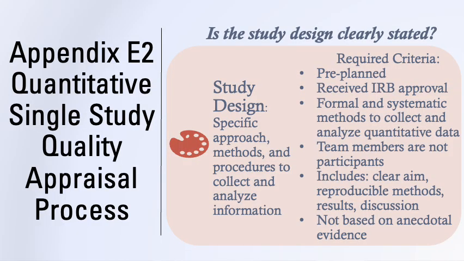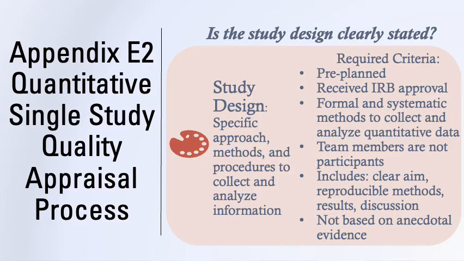The first quality appraisal question for the methods section of a quantitative study asks, is the study design clearly stated? The study design is the specific approach or methods and procedures that were used to collect and analyze information. A clearly stated study design should be explicit and formal and should meet the following criteria. It should be planned prior to the investigators initiating any interventions or data collections. It should have received ethical review by an institutional review board. It should use formal and systematic methods to collect and analyze the quantitative data for the purposes of the investigation.